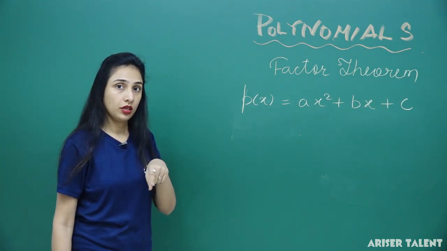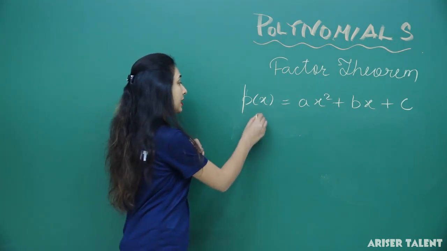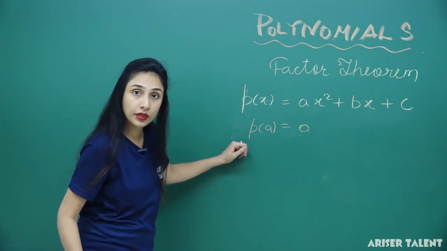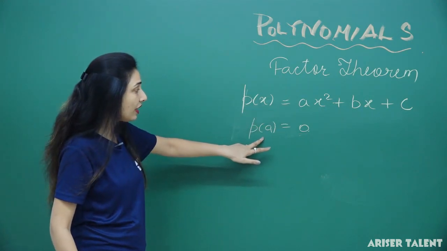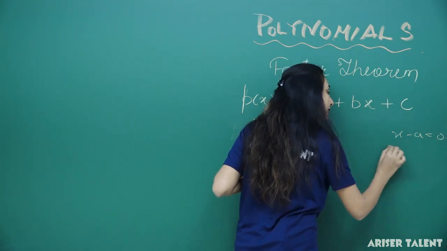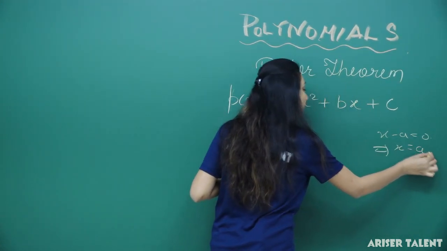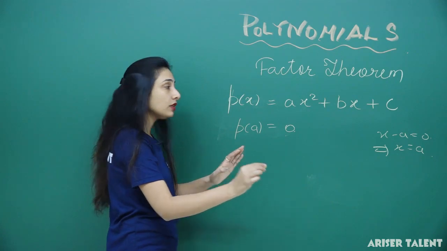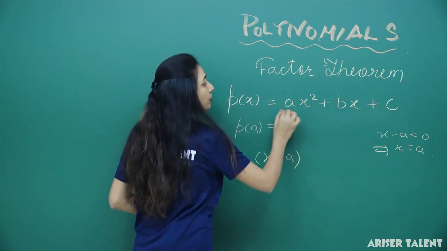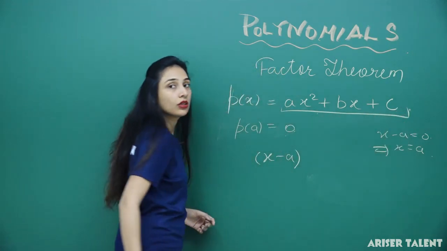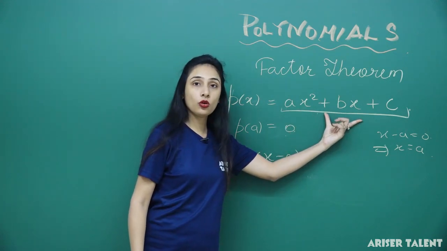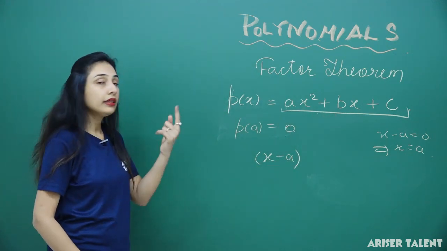Now, if I am saying that p(a) equals 0, what does that mean? Because the value of x is a, that means x minus a equals 0, and that is why x equals a, at x equals a this is 0. That means x minus a is a factor of this polynomial. Now, we will change the remaining polynomial according to it. This is one method.